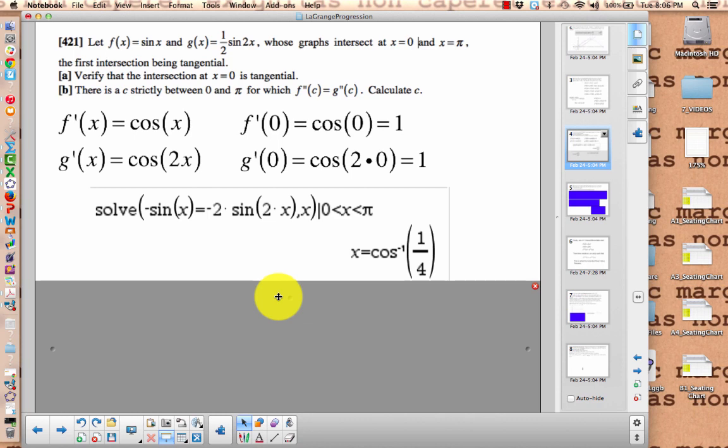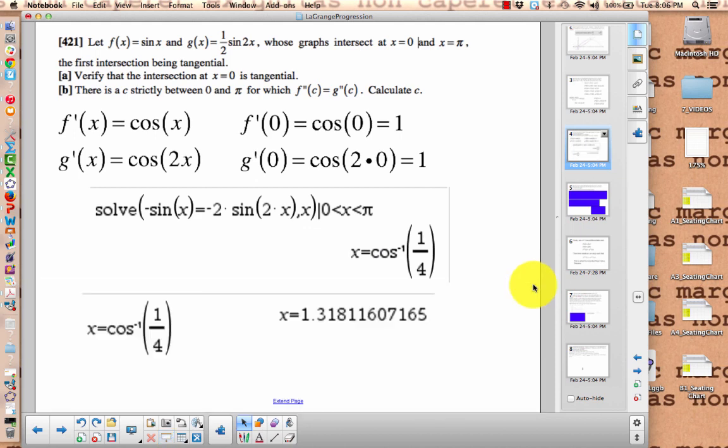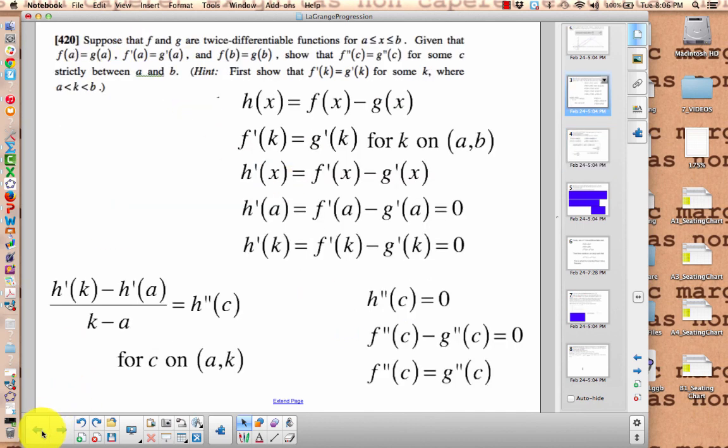Ask the calculator to solve that, and again, I would like to restrict my answers to be between 0 and pi. The answer that is spit out is the arc cosine of 1/4, which is 1.318 roughly, and that is in fact between 0 and pi. So this is just an illustration of the theorem proven back here in this problem.